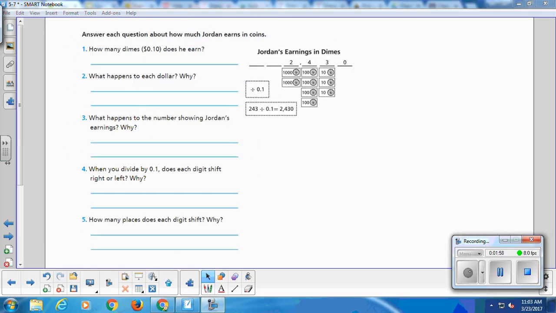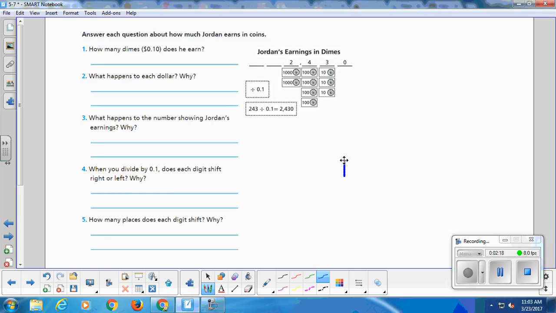Okay, so now we're going to divide it by how many dimes is in $243. So you're dividing it by what? Okay, think of dimes in comparison to dollars. This would be a dollar. This would be a dime. So what is it called? 1/10 of a dollar, right? A dime is 1/10 of a dollar. Tell your neighbor that.